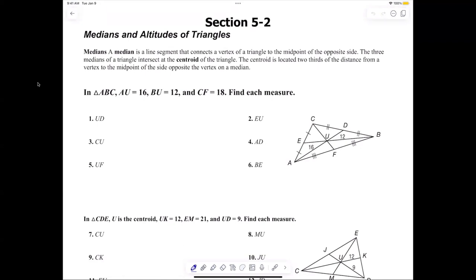Mr. Strong, for angle EUA and DUB. What are you talking about? I don't know what you're talking about. Are we on 5.2? I'm looking at the triangle. No, don't worry about the triangle right now. I just need to explain a few things first.